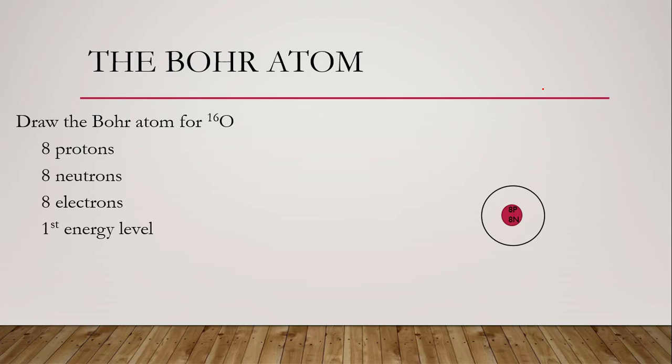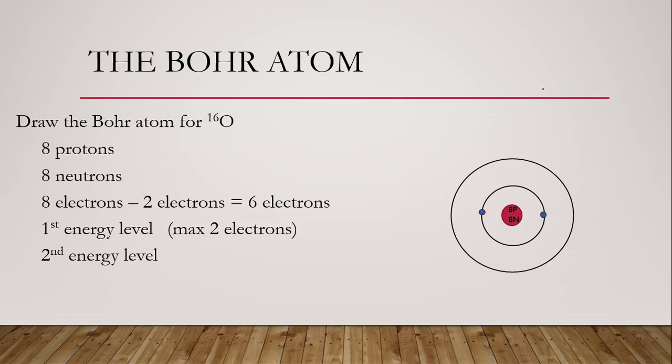You start with the first energy level. You can put at most 2 electrons there. 8 is more than 2, so we can definitely put 2 there. Once we've placed those 2 electrons, we have 6 electrons left to place. Go to the second energy level. On the second energy level, there is a maximum number of electrons that can be placed of 8. We have fewer than 8, so all 6 can go on this energy level. All the electrons have now been placed. So we can say that oxygen has 6 valence electrons. And this is the Bohr drawing for oxygen 16.